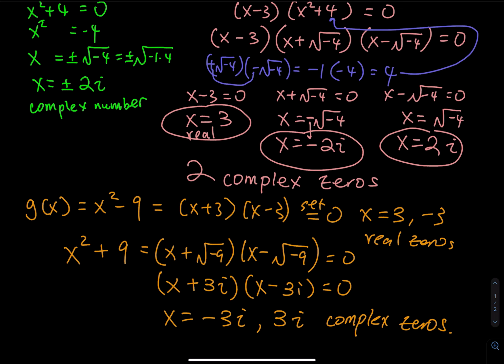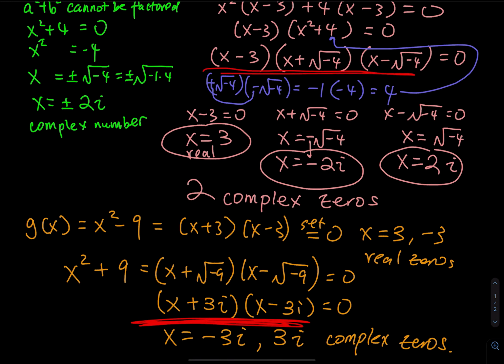Hopefully this technique stays in your mind. So when you see this on a test, factor completely means you need to show the factor form. What factor form? This one. You have to factor completely. And then here, you have to factor completely. Factor all the way to the end.